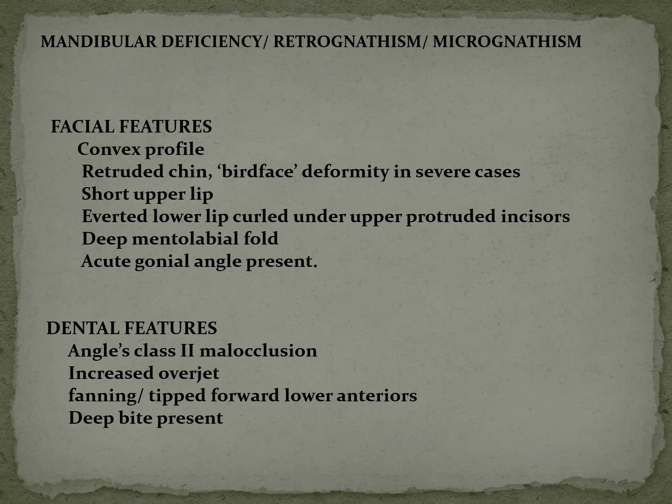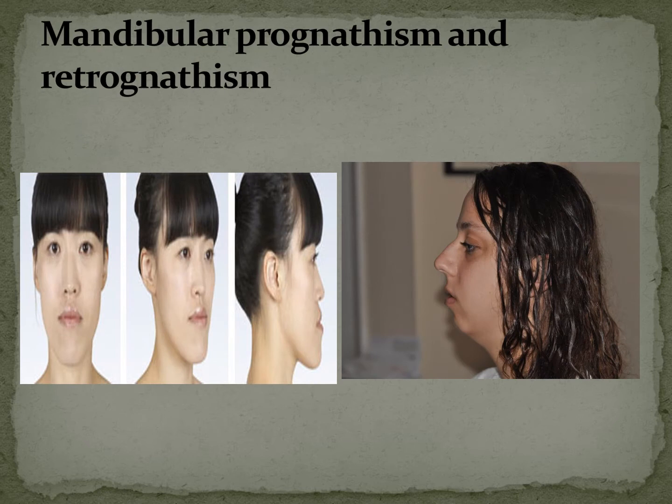Facial features we can see is convex profile. The torus seems so it's called bad face deformity. We can see in the facial vertex and bad face, short upper lip, even the top lip, and sizes level fold, acute corneal angle. And which is class 2 malocclusion, it's orthognathic. Deep bite. What other can we see?